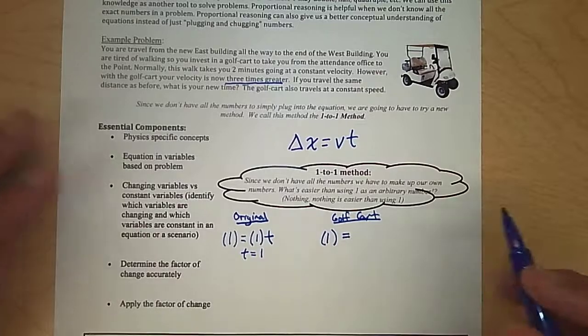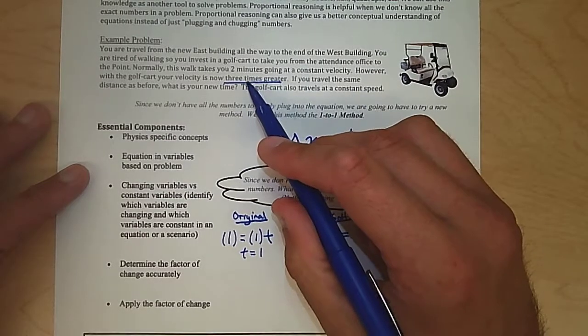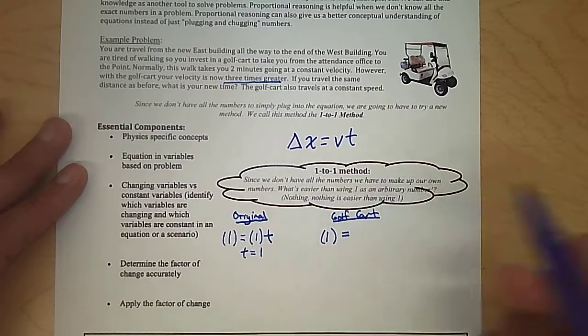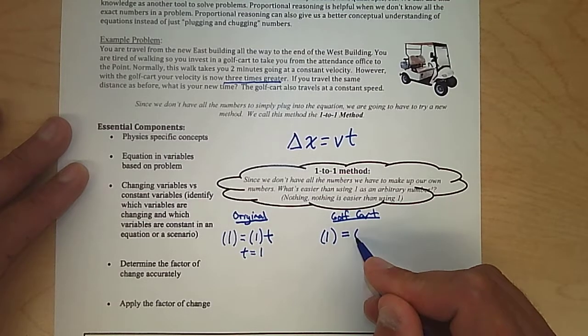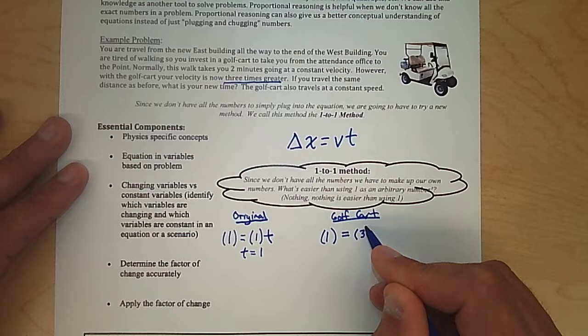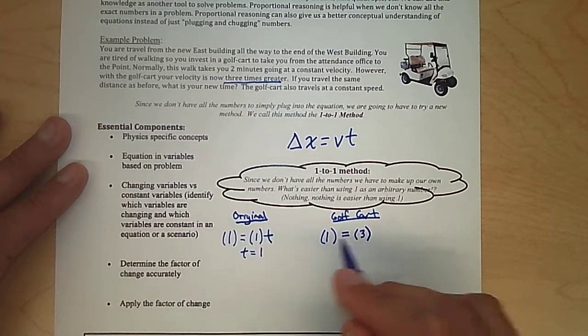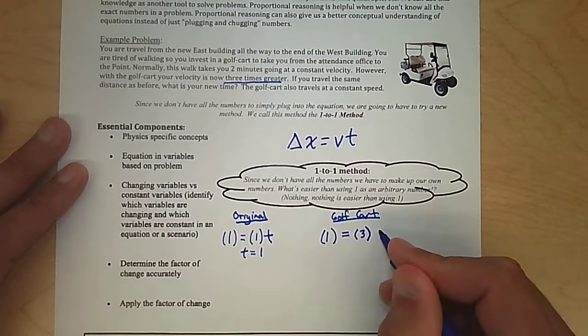Now, what about my velocity? It says my velocity is 3 times greater. So instead of using 1, 3 times greater than 1 is 3. So I'm going to put a 3 in. Notice that using the one-to-one method, how easy it is to change these variables in relation to one another. Then I'm going to solve for time.